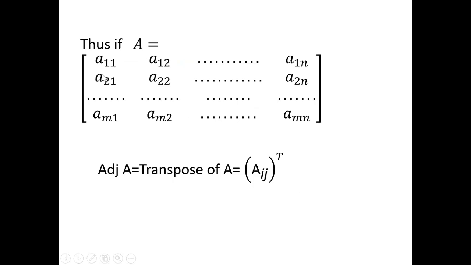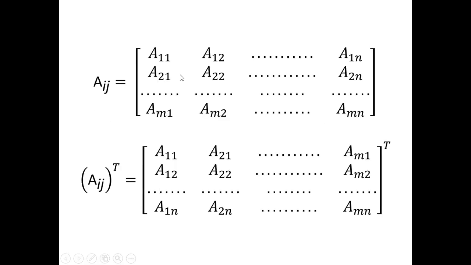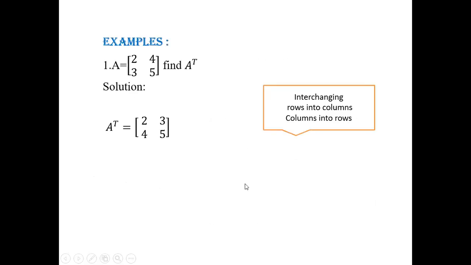Then we can take the matrix A like this. Adjoint of A equals the transpose of the cofactor matrix. What is the transpose? Interchanging rows into columns and columns into rows. Here capital Aij is written like this: A11, A12, A1n, A21, A22, A2n, up to Am1, Am2, Amn. What is the transpose of Aij? We write it by interchanging rows into columns and columns into rows. Here A11, A12, A1n is the first row, and we write it as the first column, the second row as the second column, and the mth row as the mth column. This is the transpose of the matrix.